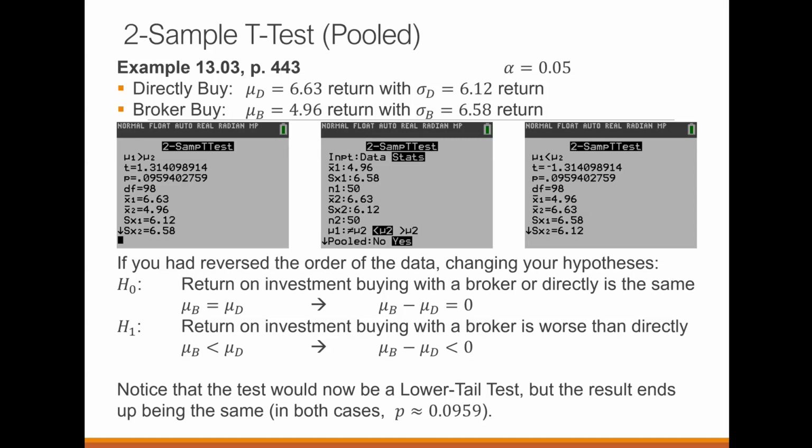Does the order you put it in matter? Yes. Because down here we are saying mu1 is less than mu2, so mu1 had to be the broker because our alternative is that the broker is worse than direct. So yes, the order mattered. We had to switch which one was sample 1 and which one was sample 2. Does that feel okay?